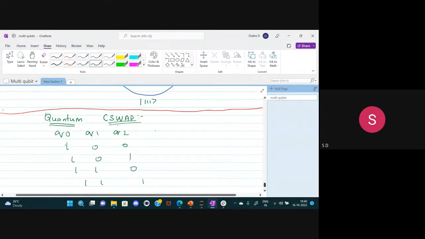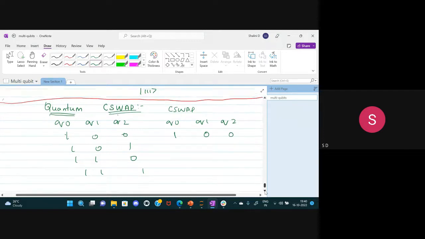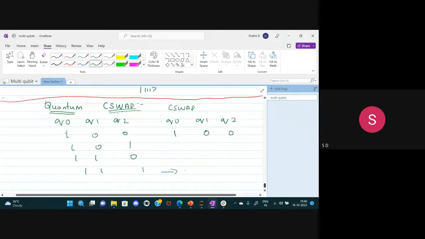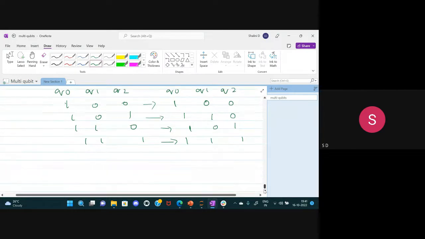So after applying C swap, what will we get? Q0, Q1, Q2. For 100 the condition is satisfied, but even if you swap, you will get the same. For 111 also you will get the same thing. Only 101 will be changed to 110, and this will again be flipped to 101.